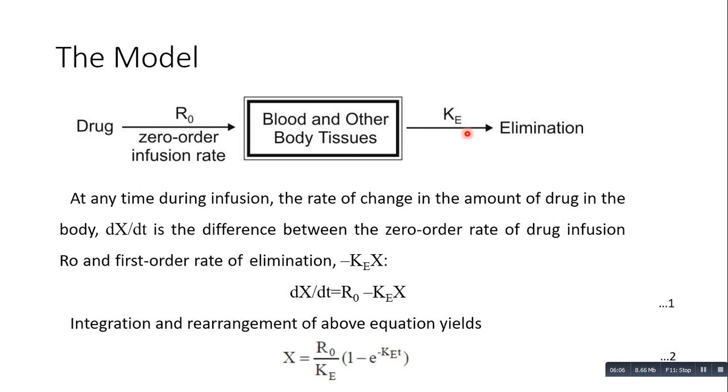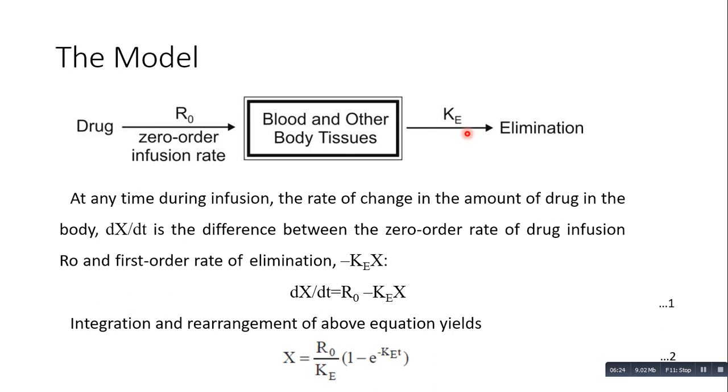This is equation number 2. Now we know that the determination of x is somewhat difficult. So we have to use the concept of the relation between x and c, that is x equals Vd into c.